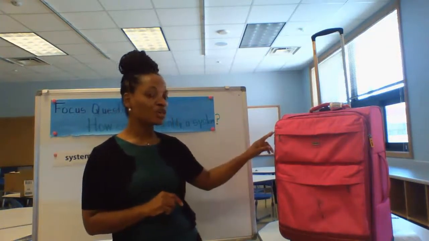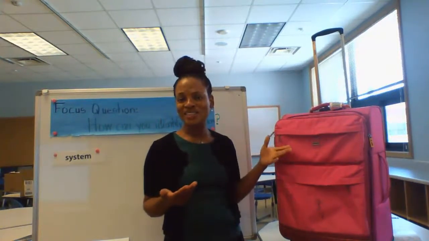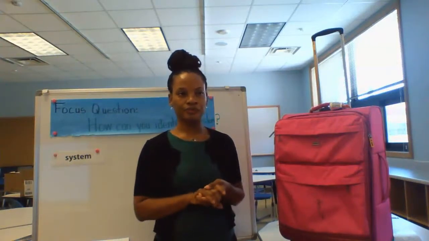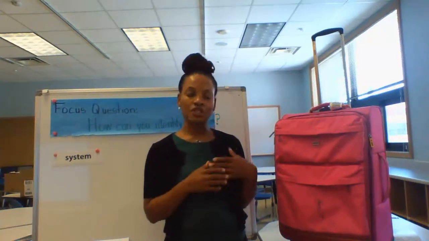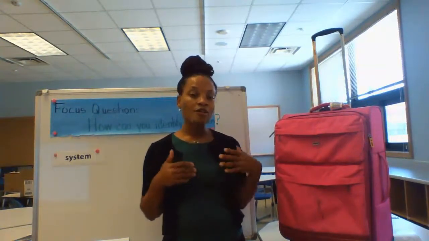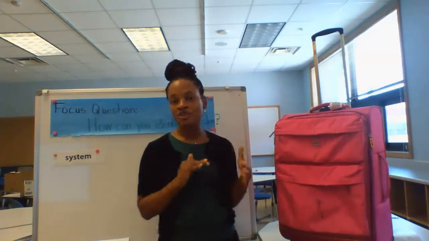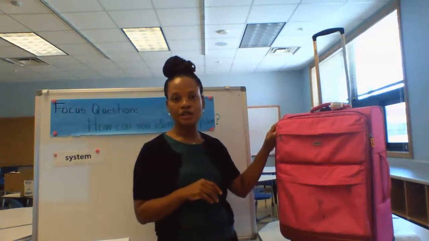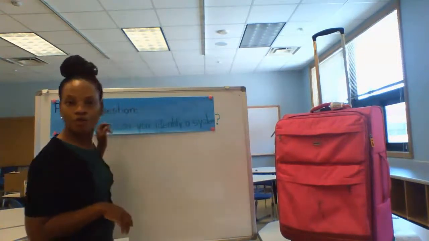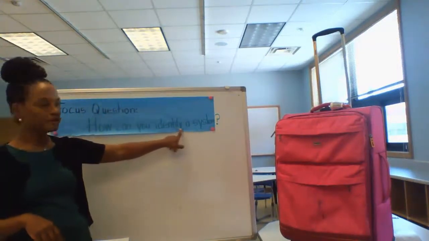But you did notice that I kept on calling this a system. Why is this a system? And what exactly is a system? A system is a collection of interacting parts that work together to perform a function for you. So there's some interacting parts to this system. But before we go on, let's discuss our focus question for today. Our focus question is, how can you identify a system?